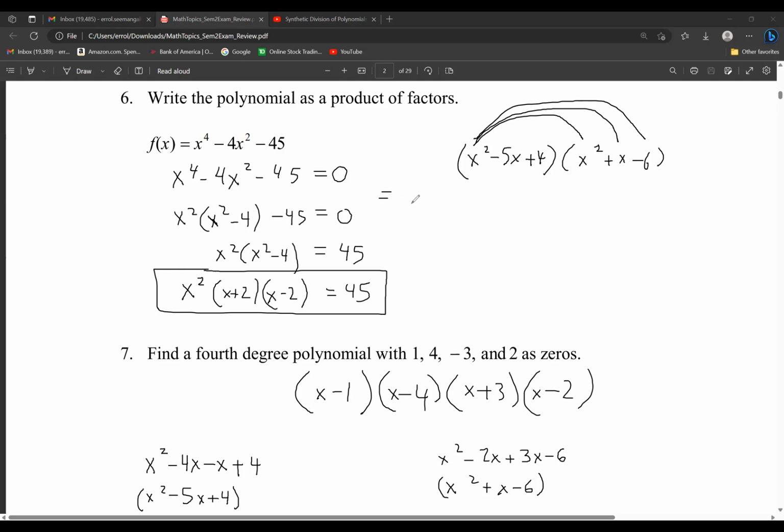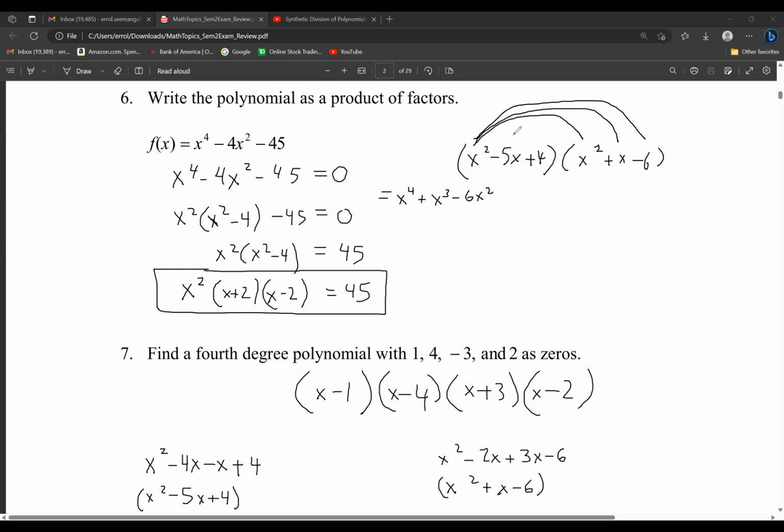X squared times x squared, how much? x to the 4, yeah. Now x squared times positive x. How much? X cubed, yeah. Now x squared times 6. Minus 6x squared. Okay, so that was the first three, right?